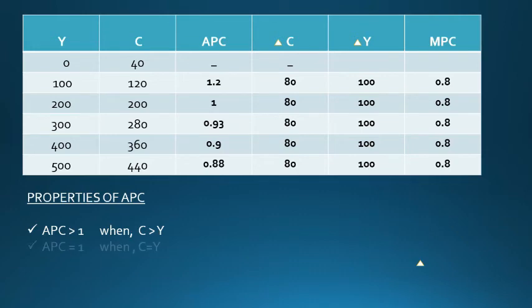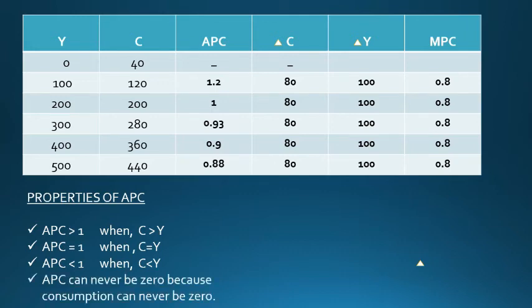APC is equal to 1 when consumption and income are equal, at the break-even point. APC is less than 1 when consumption is less than income. That means now the people have started to save or are planning to save. APC can never be 0 because consumption expenditure can never ever be 0.